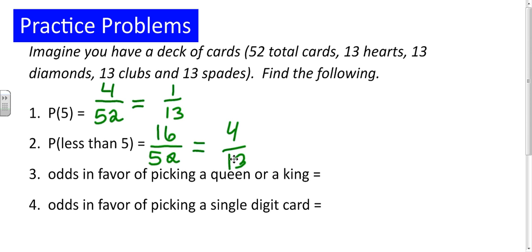Now I want the odds in favor of picking a king or a queen. So there's 1 king and 1 queen in each suit, which means since there are 4 suits, there are 8 total kings and queens. So it's 8. Now it's not going to be out of 52, but out of however many are not kings or queens. So that's going to be 8 out of 44. The way I got that 44 is I just took 52 and subtracted the 8. And then I'm going to reduce this. 4 goes into both of these, giving 2/11.